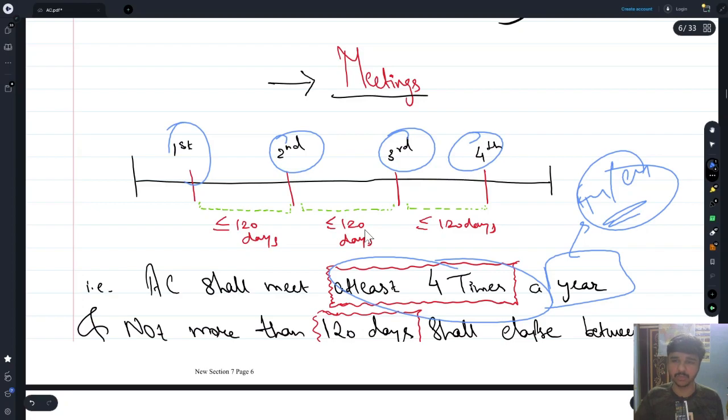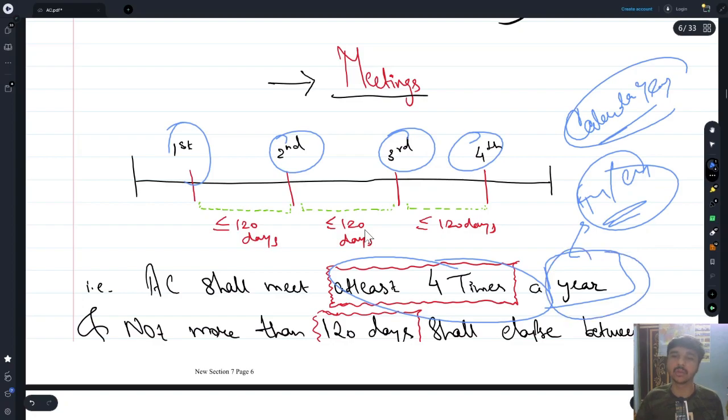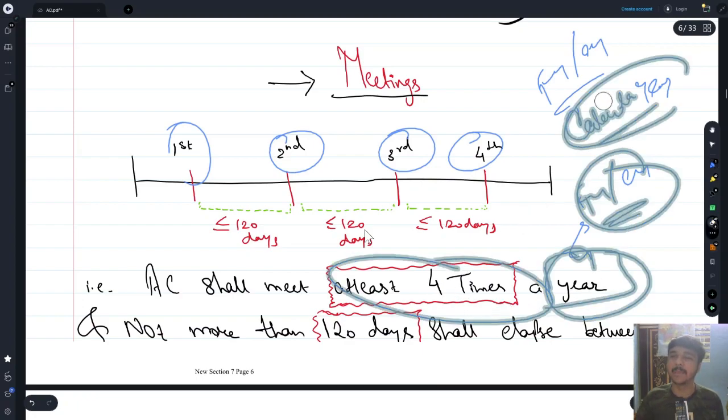So what will we assume? We will assume it as calendar year. And don't worry, ICI is never going to ask you this as an MCQ, whether this year means a financial year or calendar year. It's not in our context, but as a general interpretation we will take it as a calendar year.